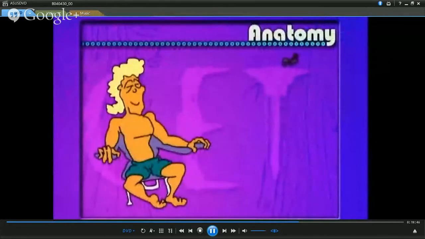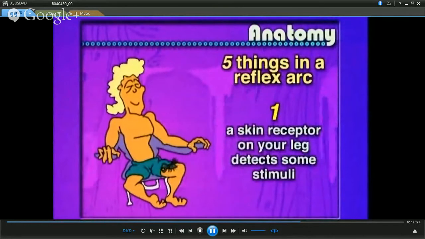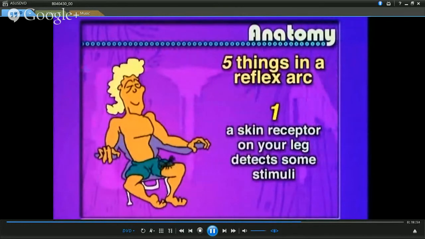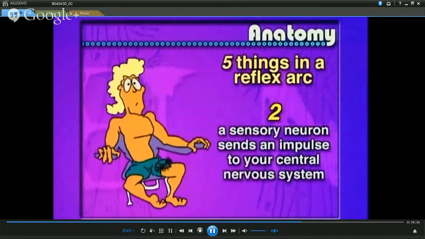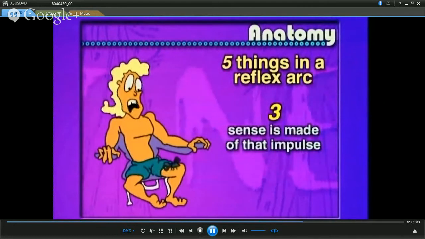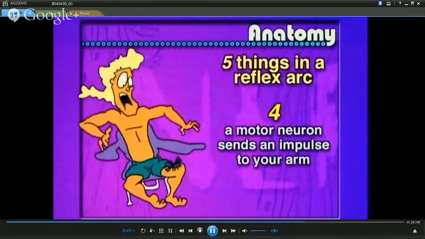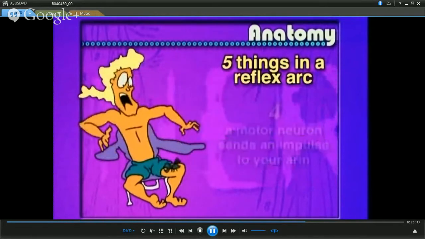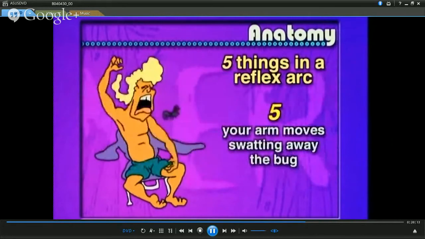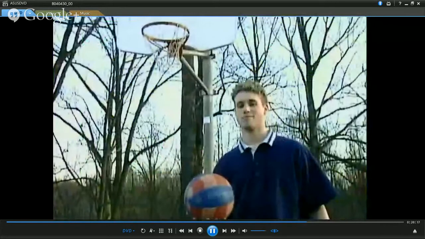Whoa. You gotta go over that again. Okay. 5 things happen in a reflex arc. 1. Say a skin receptor on your leg detects some stimuli, an insect. 2. A sensory neuron sends an impulse to your central nervous system. 3. Somewhere in your central nervous system, let's say the spinal cord, sense is made of that impulse. 4. A motor neuron sends an impulse to a muscle in your arm. 5. Your arm moves, swatting away the pesky bug. Got it now? Booyah!